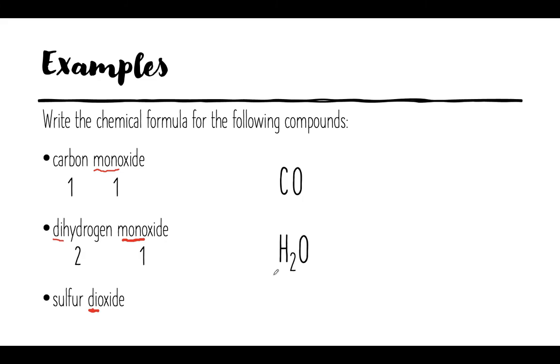Sulfur dioxide then. Now there's no prefix on the sulfur, so we're just going to say there's one sulfur atom involved. It's a dioxide, so that means we have two oxygen. So if we consult our periodic table, sulfur is represented by the letter S, and there are two oxygen atoms. It's a capital O and a lowered 2. SO2 is the formula for sulfur dioxide.